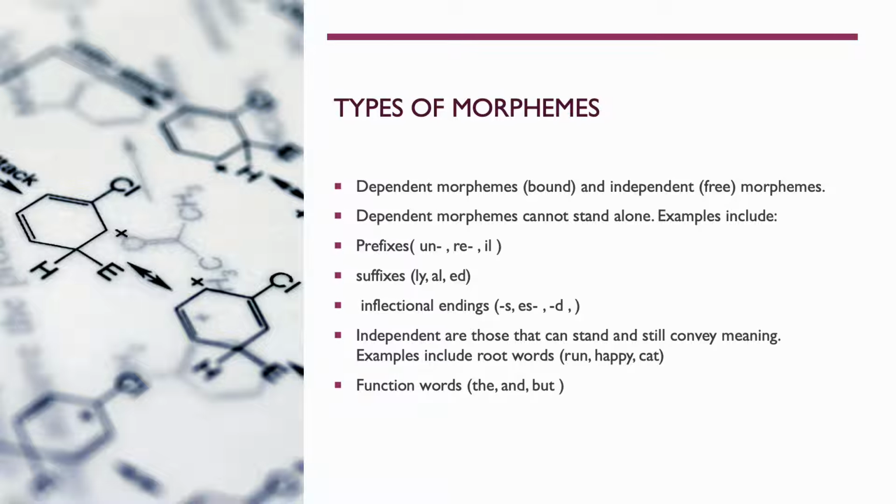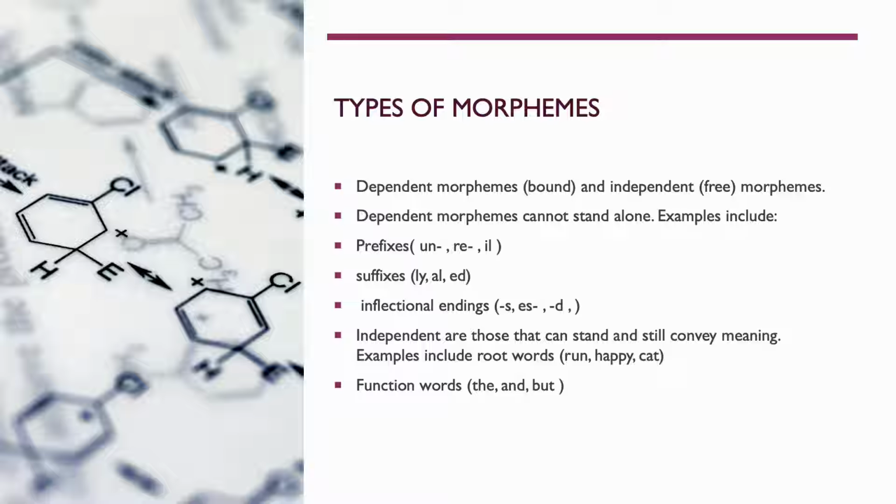Types of morphemes. We have dependent morphemes and independent morphemes. Dependent morphemes are also called bound morphemes, and independent morphemes are also called free morphemes. Dependent morphemes cannot stand on their own. For instance, you have prefixes like un, unrelated. You have re, reuse. You have il, illegal.